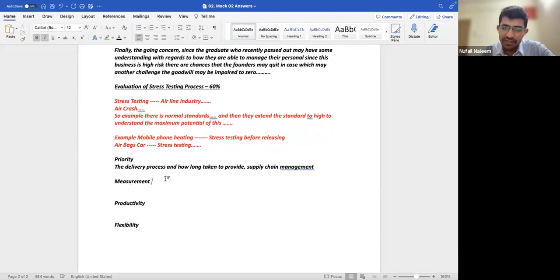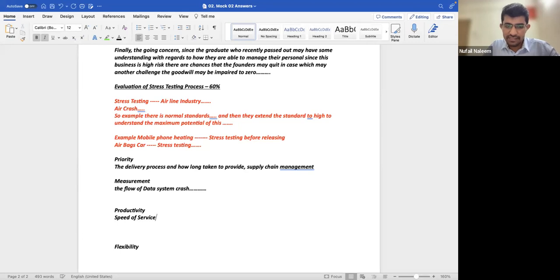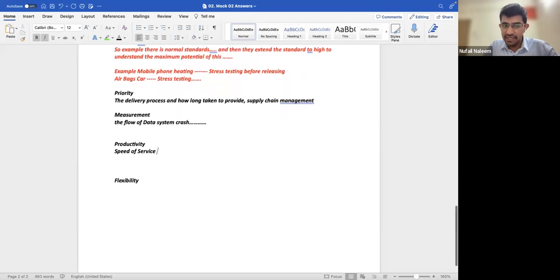And the other one is measurement, students. I can effectively say what the measurements are for this website. In simple language, I can say the flow of data, system crash. Can you remember, students, when the data increases, system crash? So the flow of data, how many GB of processing, all those things can be one thing. And productivity, students, speed of service is one more thing on productivity.